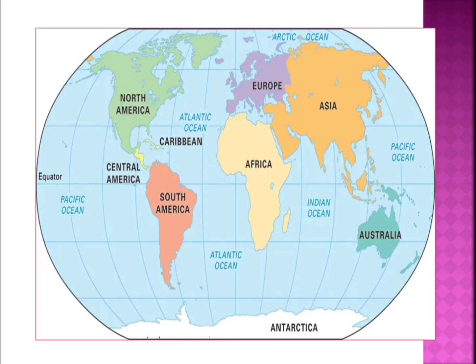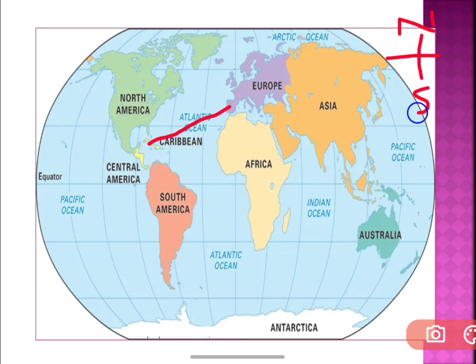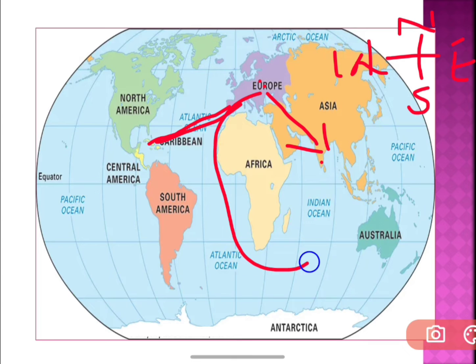He started from Spain here. He started from Spain and traveled towards the west. So this is your west, children, isn't it? If you write the directions, this becomes your north, this becomes your south, this becomes your east, and this becomes your west. So he traveled towards the west, but actually if you compare India to Europe, it is towards the east, isn't it? So he had to travel towards the east like this. But what happened? He traveled like this.